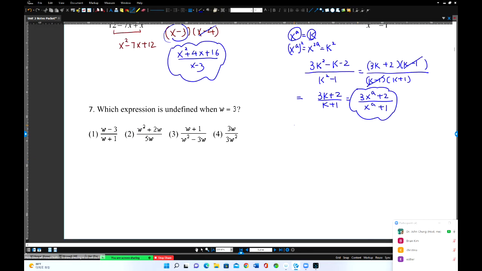Which one is undefined for the variable w equals 3? So, can you make the denominator 0 with w as 3? 3 plus 1 is not 0. 5 times 3 is not 0. Over here, this one is w minus 3. Oh, this sum is 0. This one will be undefined when w is equal to 3, okay?